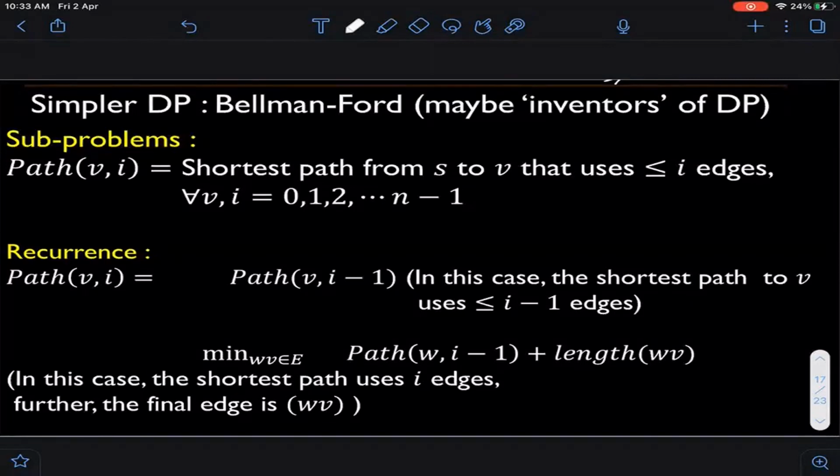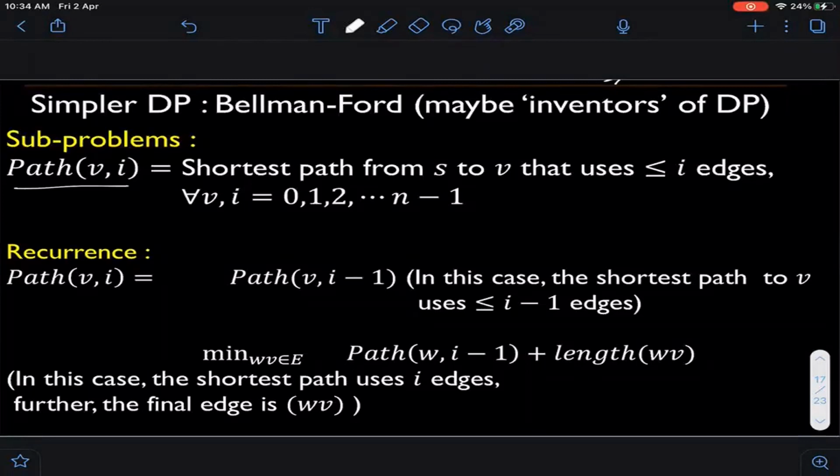Okay, great. We started talking about the Bellman-Ford algorithm, and we said that this is nothing but a dynamic programming algorithm in action. And how did we define the subproblems? We use this notation, path(v, i). What is this subproblem supposed to mean? It is supposed to mean the shortest path length from S to V that uses at most i number of edges.